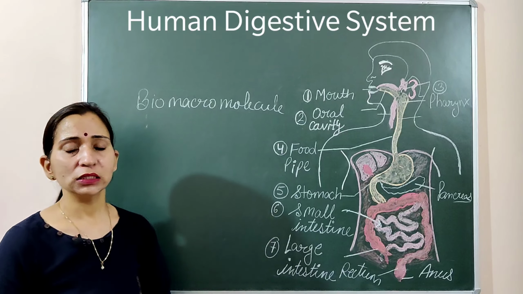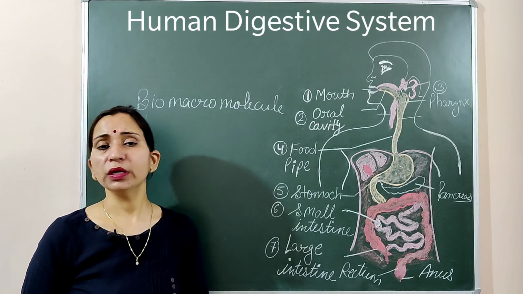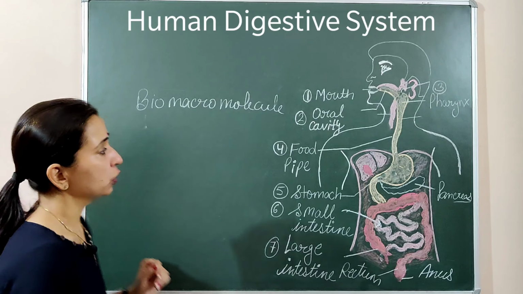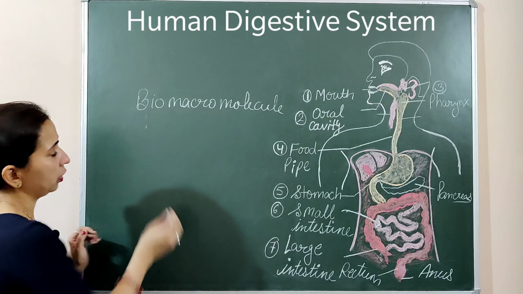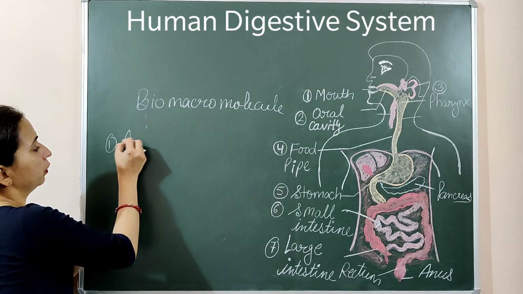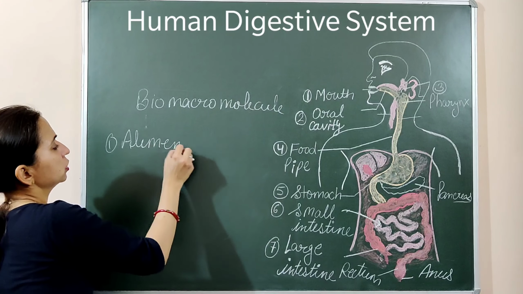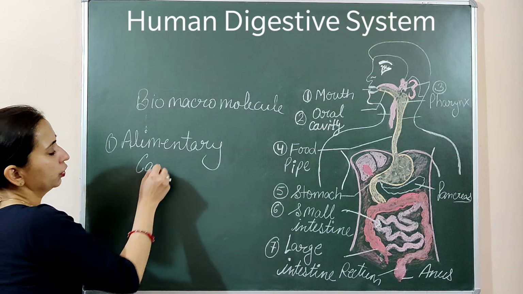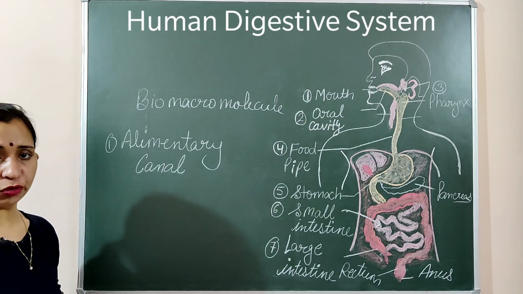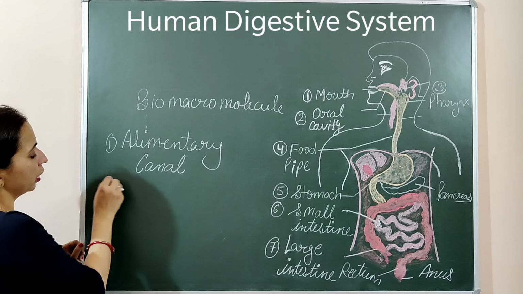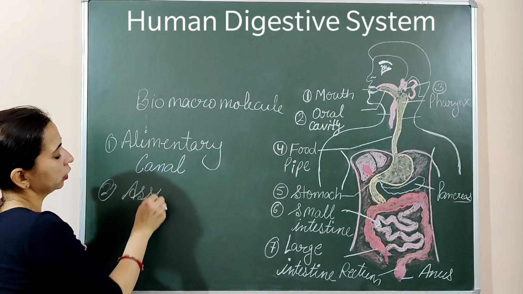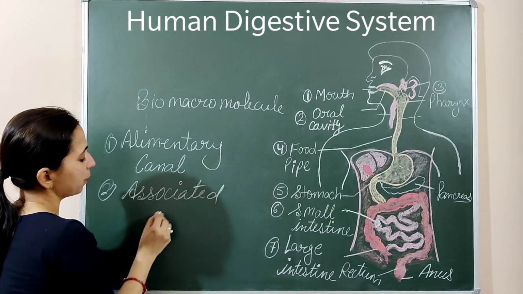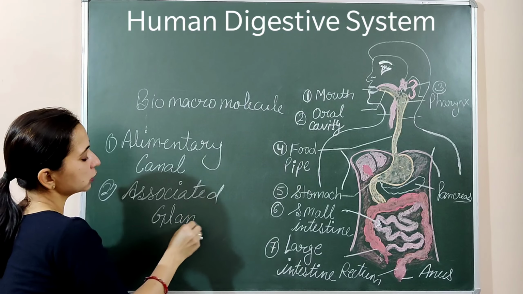So here the digestive system is drawn. The digestive system in the case of human beings is divided into two categories. हमने digestive system को two parts में यहाँ पे divide किया हुआ है. First part human being में digestive system का कहलाता है alimentary canal, and the second part is known as associated glands. These two parts combined make the complete digestive system.